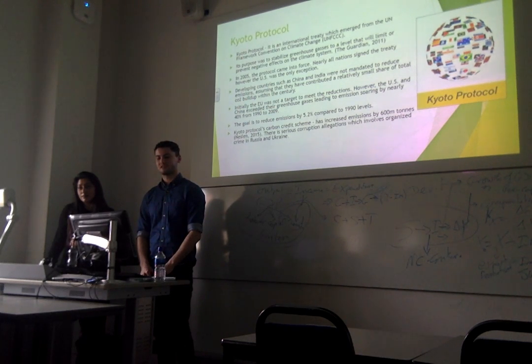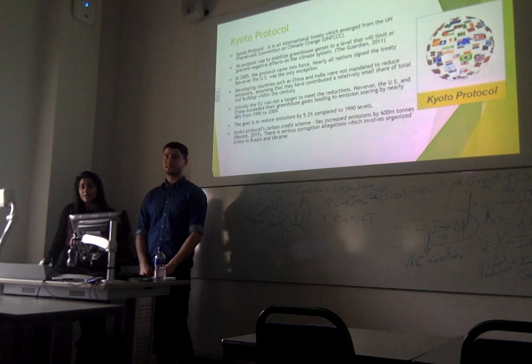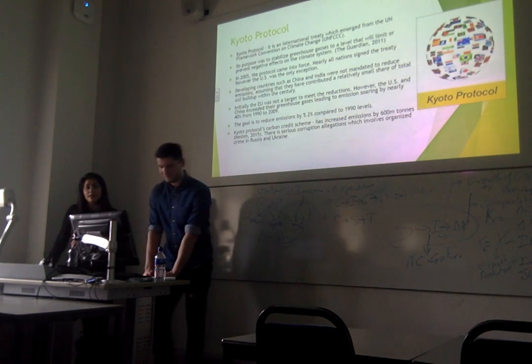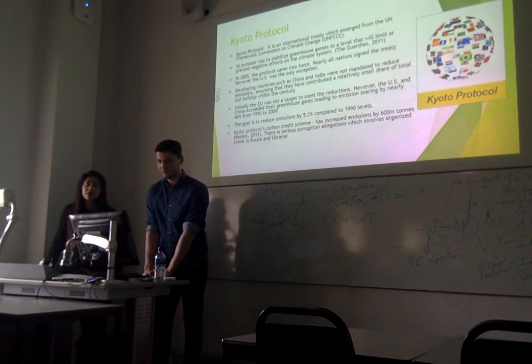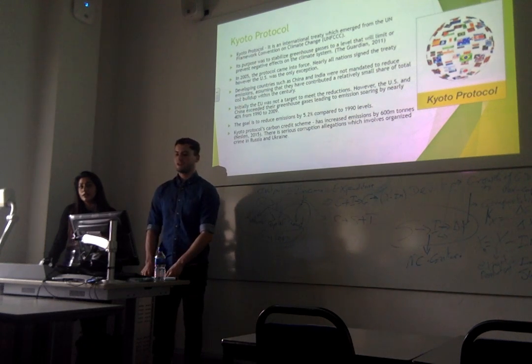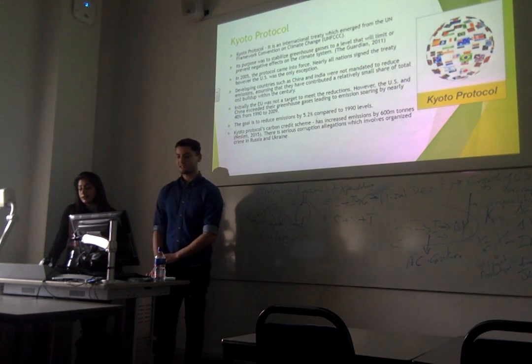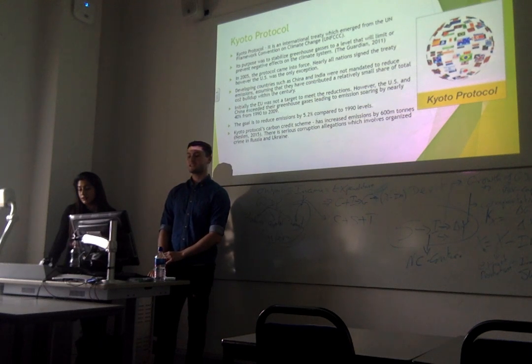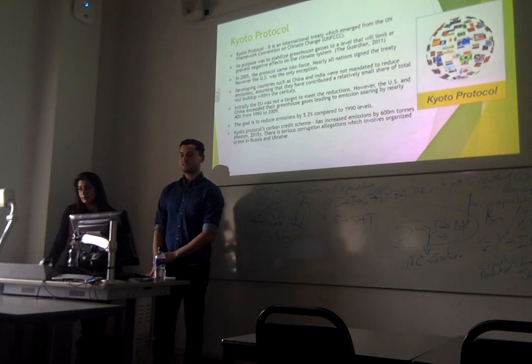However, the US and China exceeded the greenhouse gas targets, leading to emissions soaring by nearly 40% from 1990 to 2009. The overall goal is to reduce emissions by 5.2% compared to 1990 levels. The Kyoto Protocol carbon credit scheme has increased emissions by over 600 million tons. There are serious corruption allegations which involve organized crime both in Russia and Ukraine.